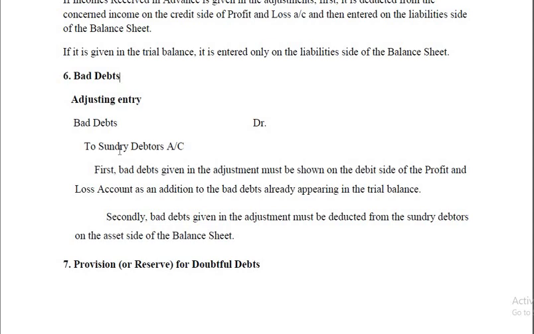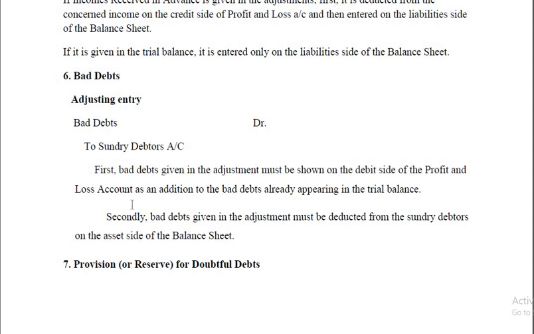First, it should be shown on the debit side of profit and loss account. That is, bad debts account to sundry debtors, and then bad debts are transferred to profit and loss account. Then from sundry debtors you are deducting so much of bad debts. But if bad debts are given in the adjustment, it must be deducted from sundry debtors on the asset side of the balance sheet.